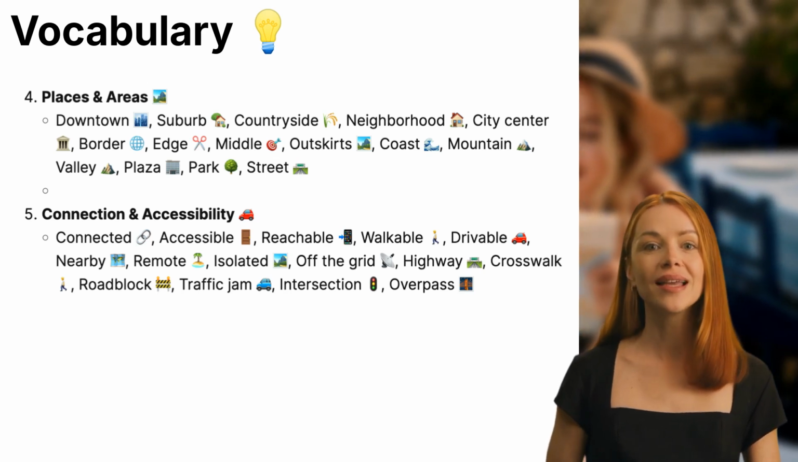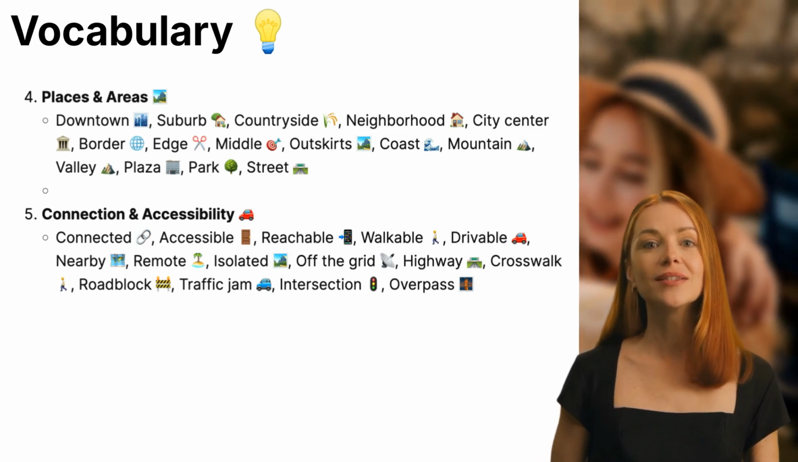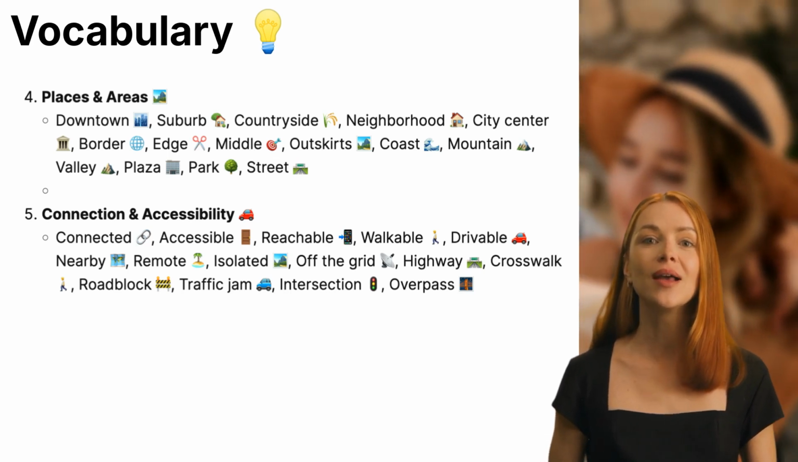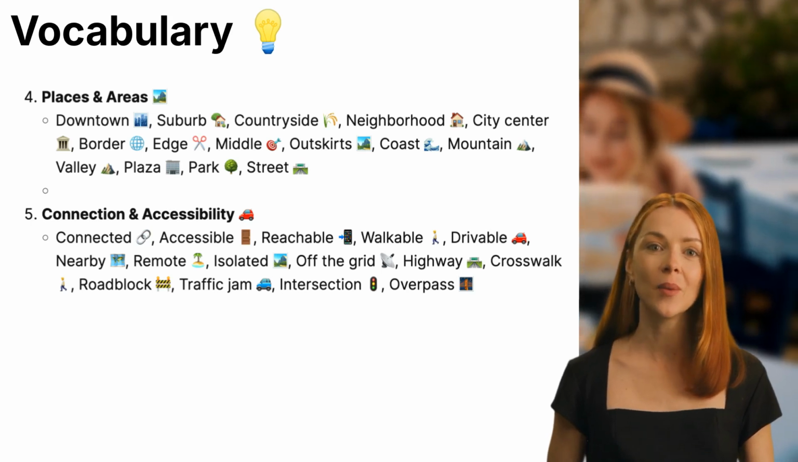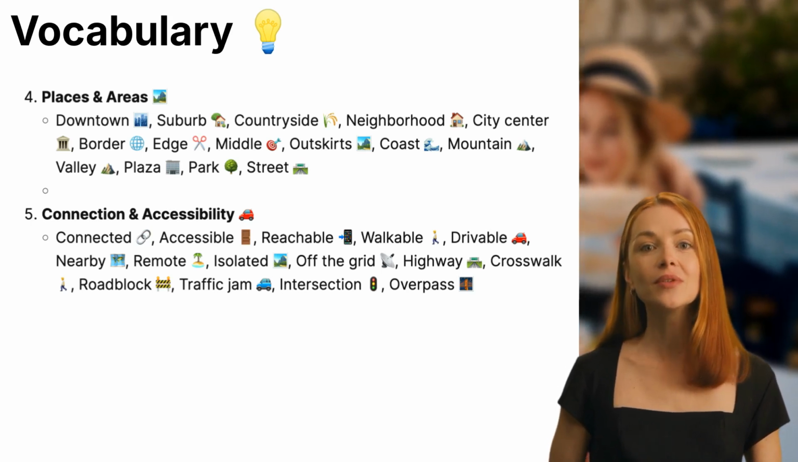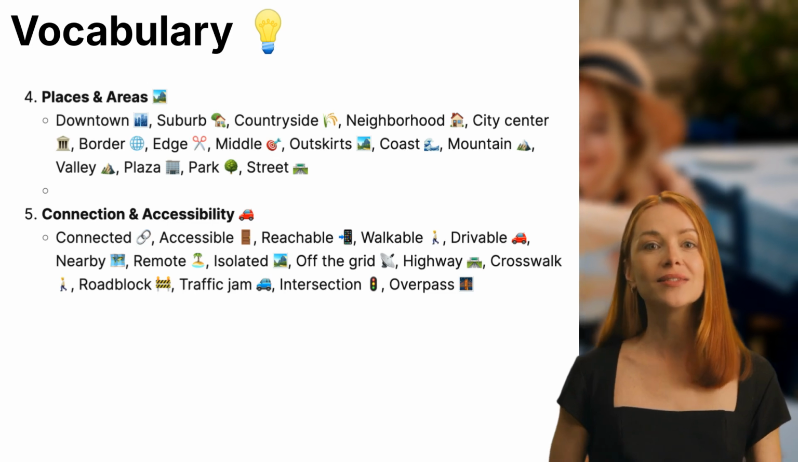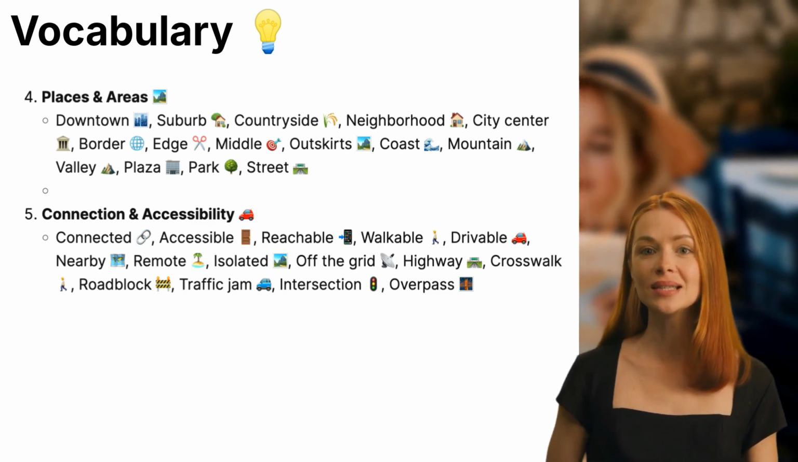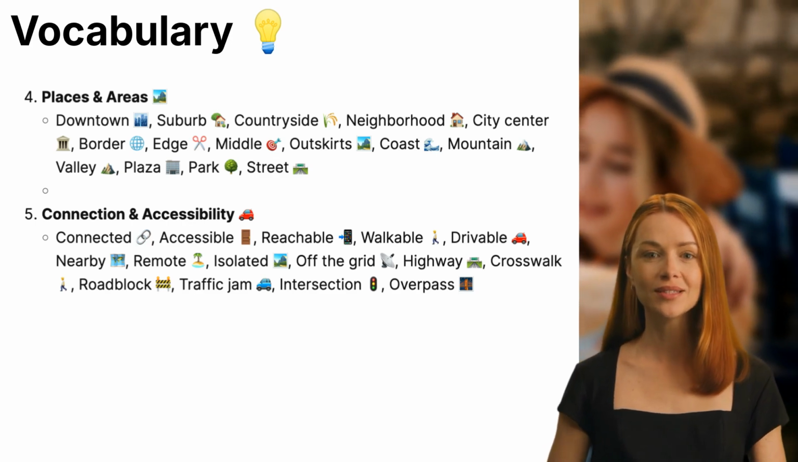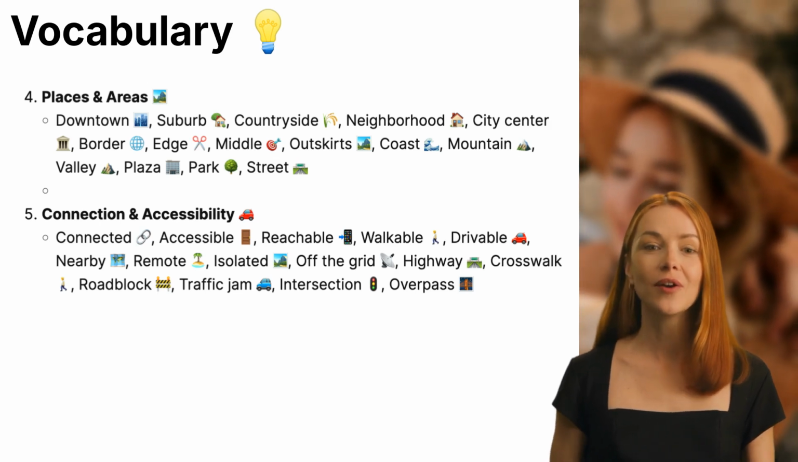5. Connection and accessibility. Connected, joined or linked to other places. Accessible, easy to reach or enter. Reachable, able to be reached. Walkable, easy to get to by walking. Drivable, possible to reach by driving. Nearby, close and easy to access. Remote, hard to reach, far from everything. Isolated, separate, not connected to other places. Off the grid, not connected to basic services or the main road.